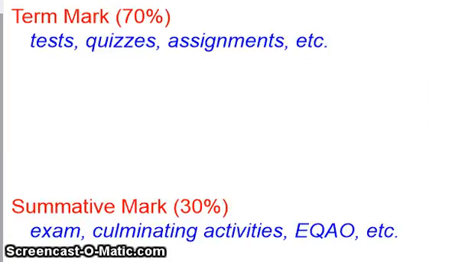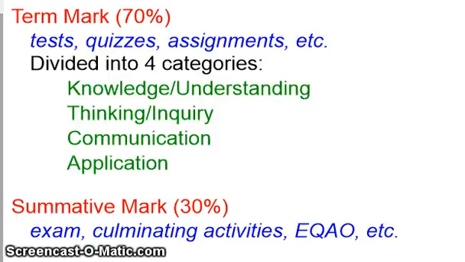Students' marks are broken down into the term mark, which is 70% of their final mark. This counts assessments such as tests, quizzes, assignments, etc. And their summative mark, which is 30% of their final mark, and this counts assessments such as culminating assessments and exams, etc. The term mark is broken down into the 4 achievement chart categories. They are knowledge and understanding, thinking and inquiry, communication, and application.